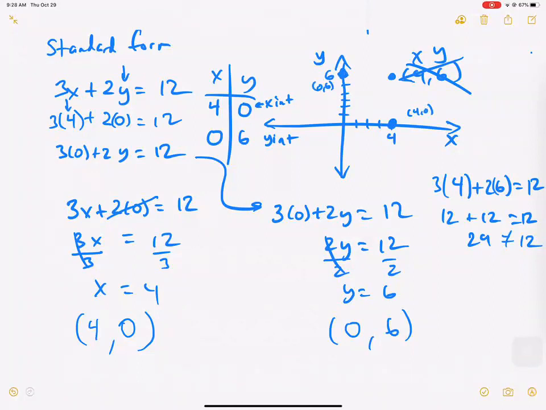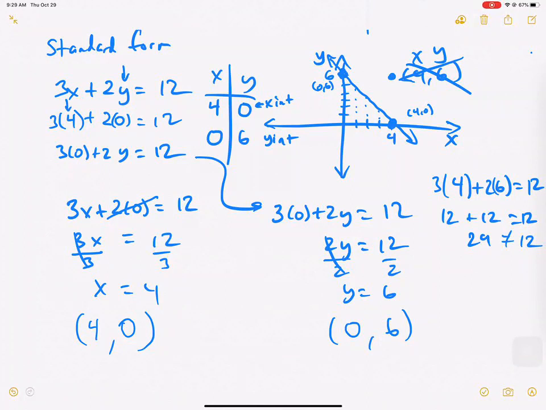So okay, when I say x-intercept, I want y to be 0. When I'm looking for my y-intercept, I want x to be 0. And since we have 2 points, we can now graph it. And the cool thing is that all these points along the way are actually answers to this equation.